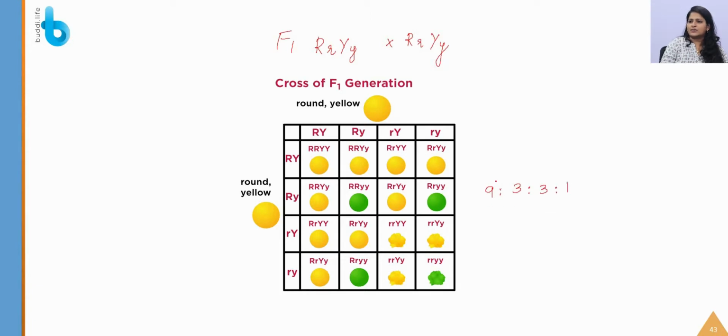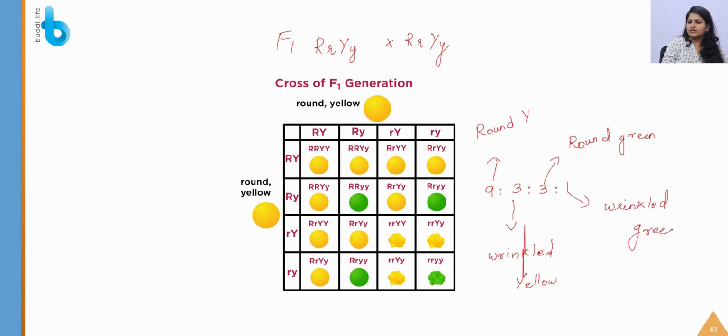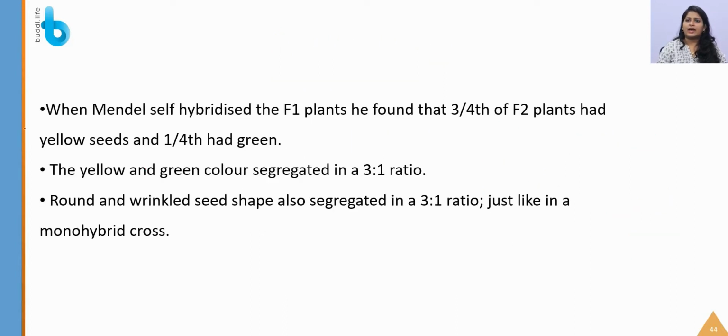9:3:3:1, which is nothing but 9 were round yellow. 3 were wrinkled yellow. So you can see a new combination is obtained here, and that is called recombination. 3 were round green. So round seeds with green color and wrinkled seeds with yellow color were produced. This one is the wrinkled green. So you can see how many different combinations are produced.